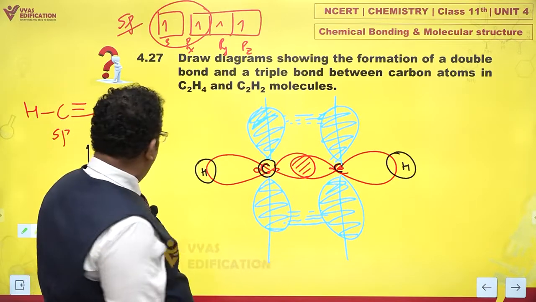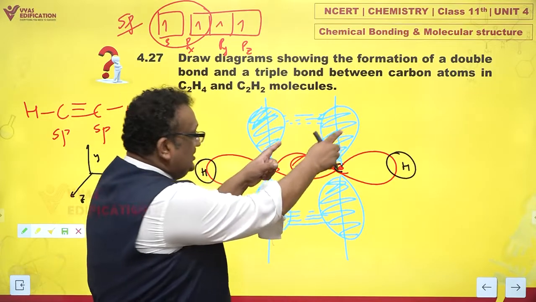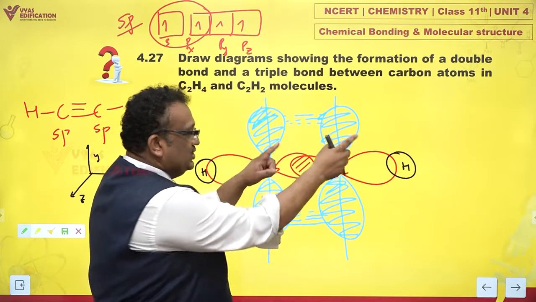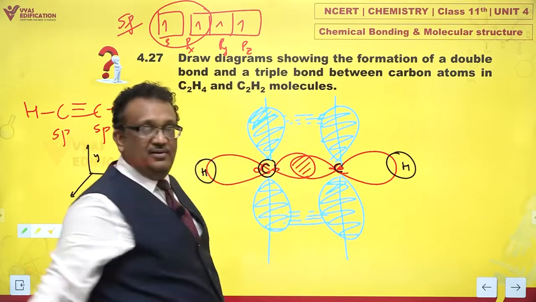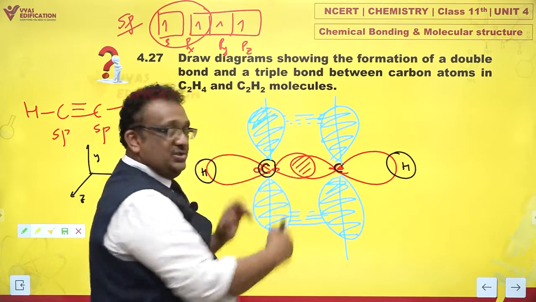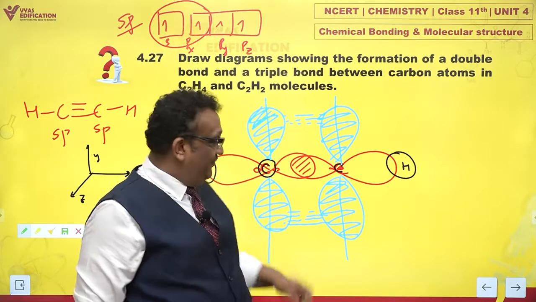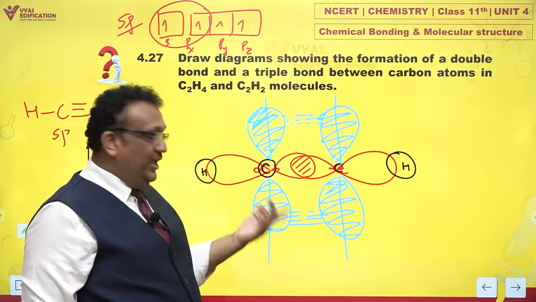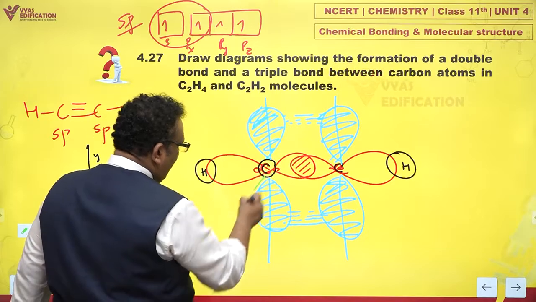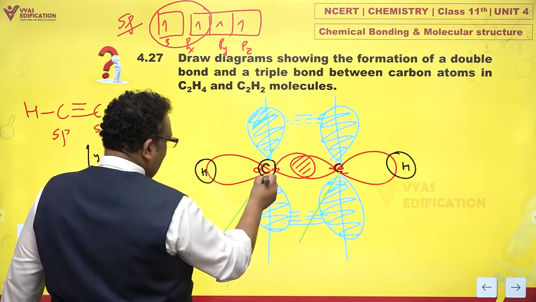This is py overlapping with py, one pi bond, and then there's pz like this, outside and inside. And when they are orbitals like this, they overlap in this fashion. But since this is up in the air and we can't draw in the air, we imagine this when we are drawing the z-axis. If green doesn't look good, I'll make it black.